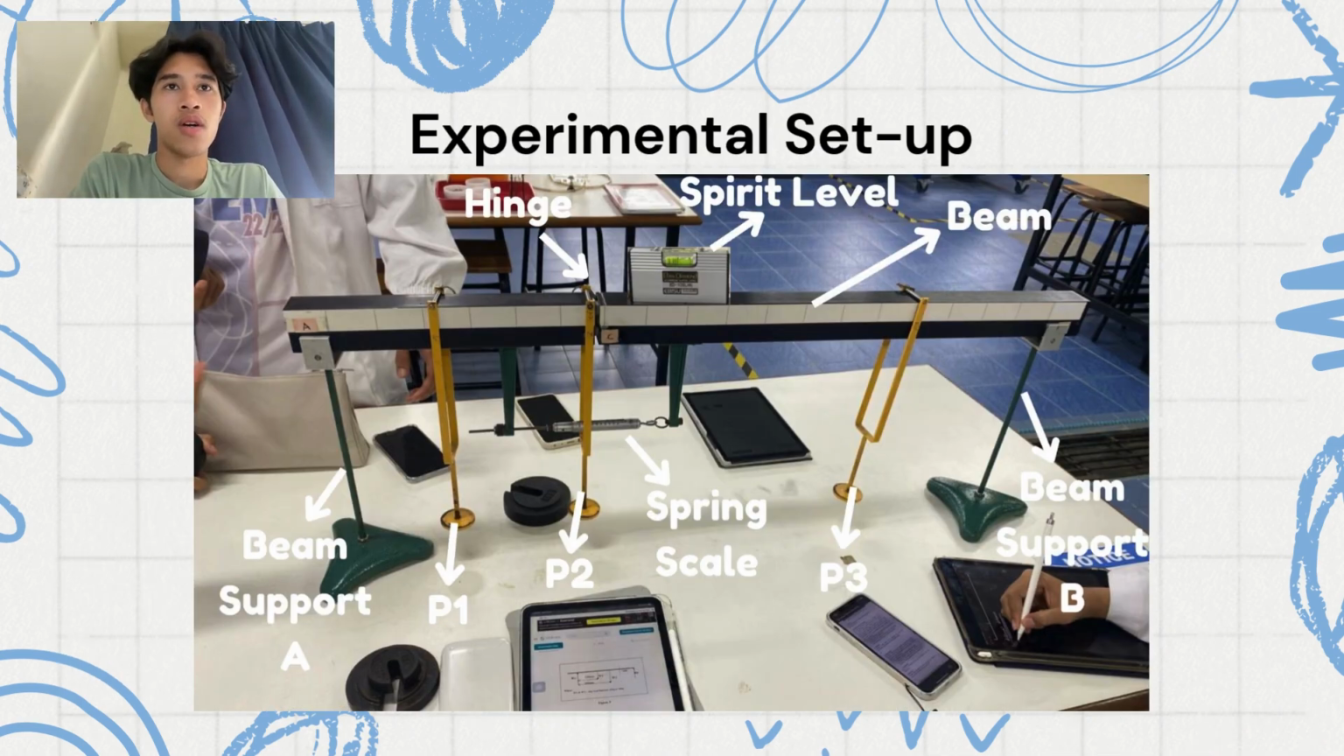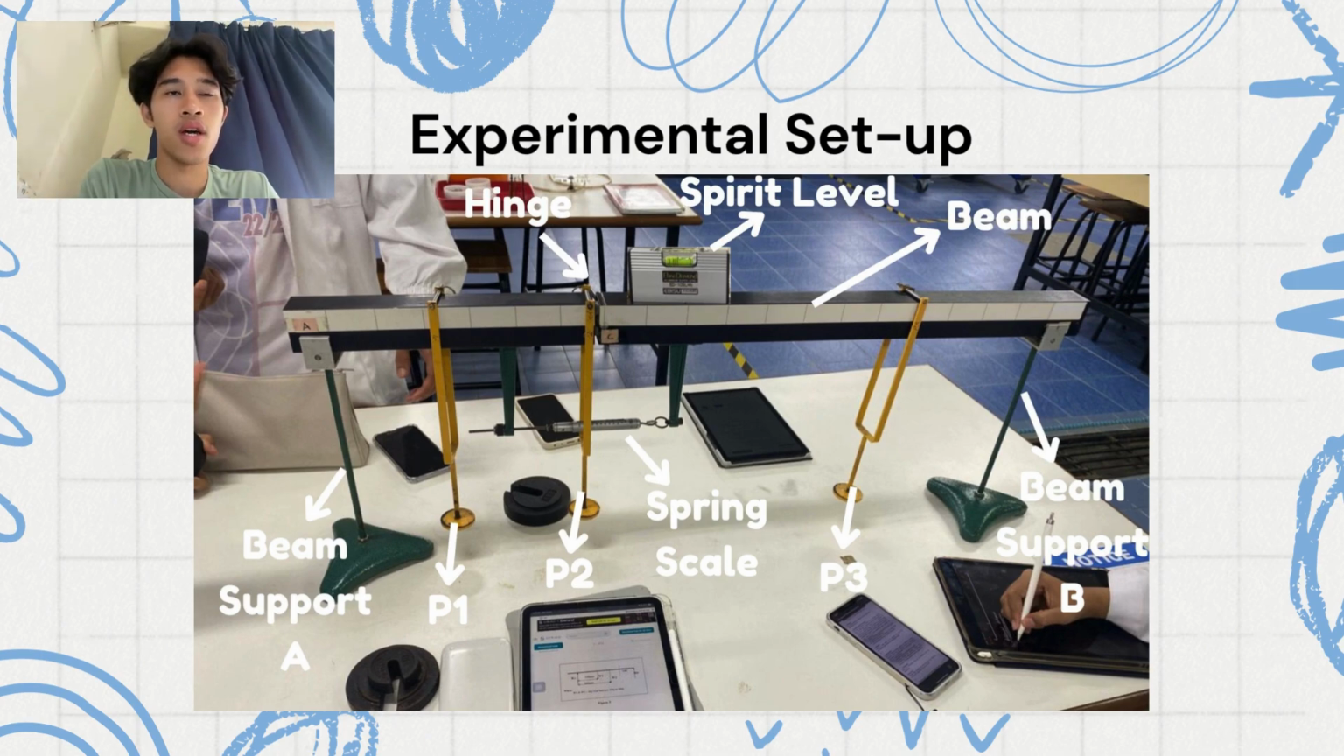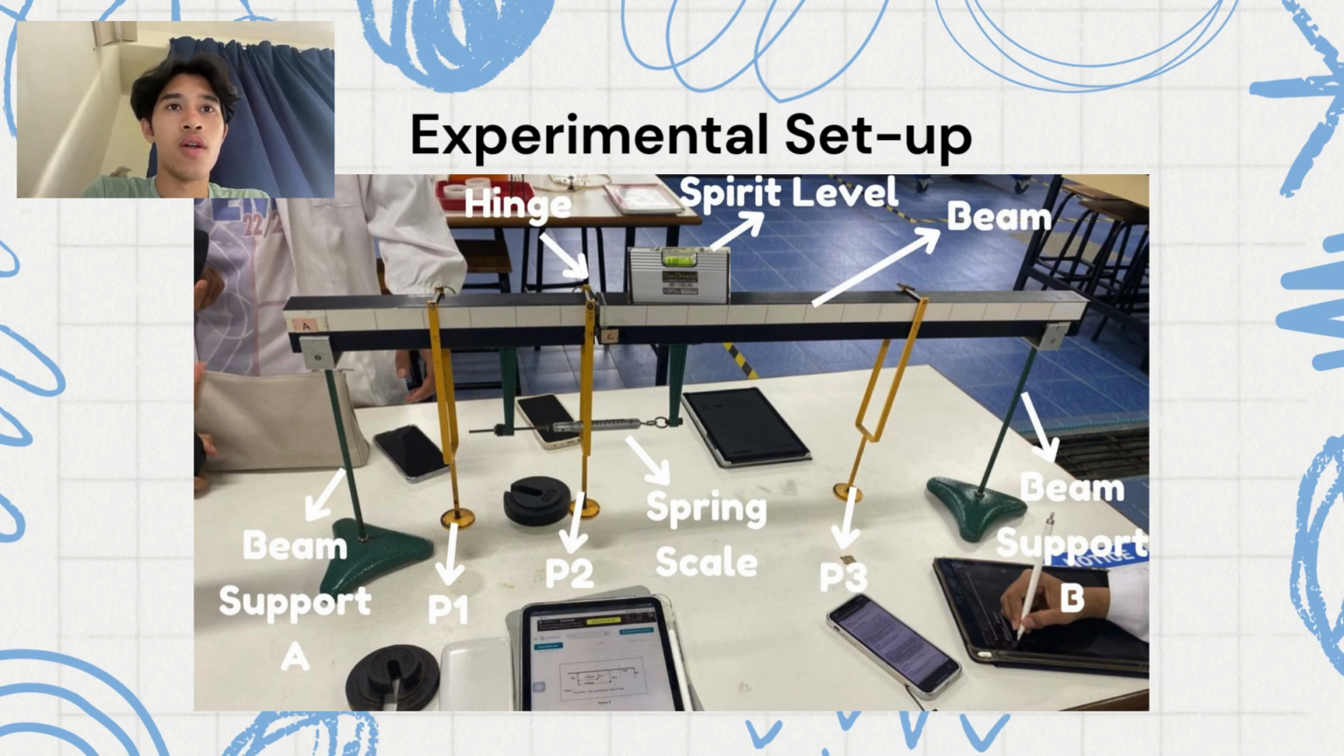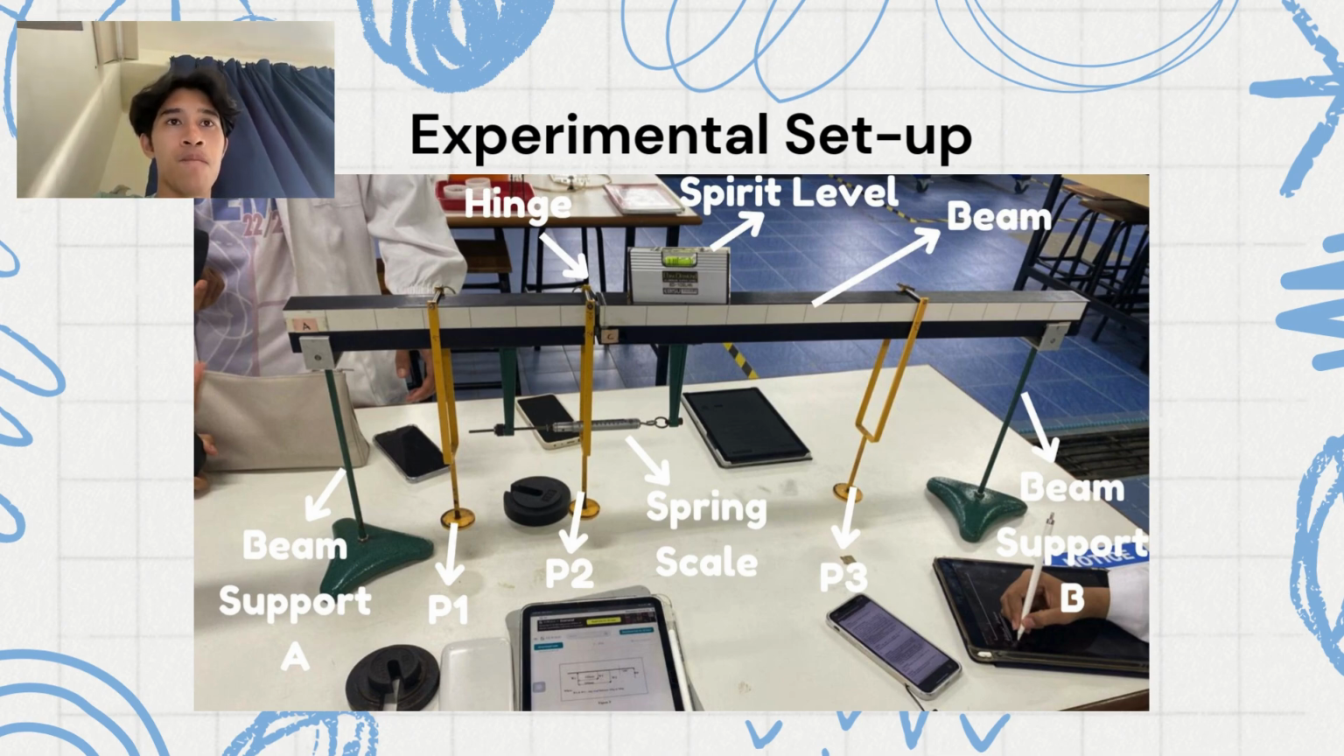I'll be presenting the experimental setup for this experiment. From the left, we have the beam support A, which is point A, and on the right, we have beam support B, which is point B. Both of these beam supports are used to set our total length on the beam, and we chose the longest possible total length. Next, we have P1, P2, and P3, which are the load hangers where we put our load, and they are also the manipulated variables in this experiment. P2 is fixed, so its place won't be changed for the whole experiment.